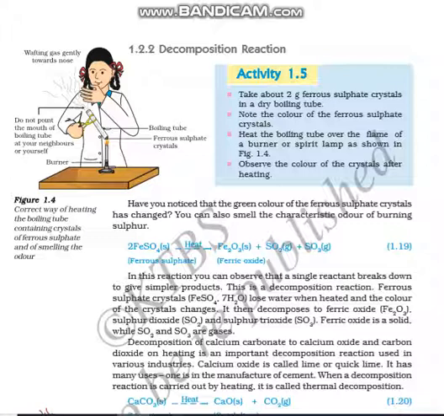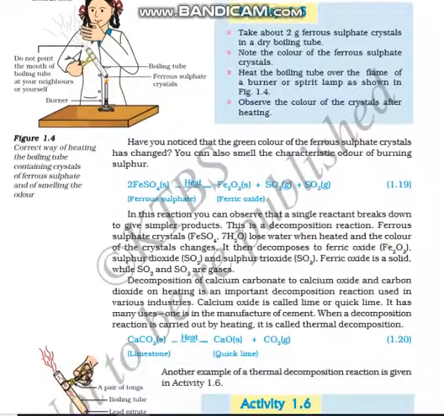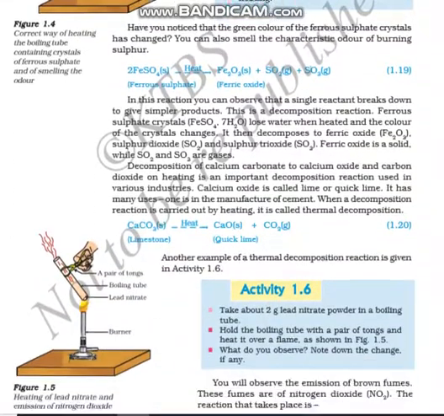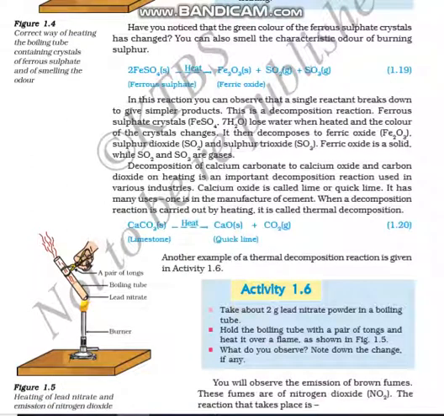Now observe here, at the beginning, on the reactant side, there is only one compound. It is getting decomposed, it is getting divided into ferric oxide, sulfur dioxide and sulfur trioxide. This kind of chemical reaction is called a decomposition reaction. Let us take one more example.